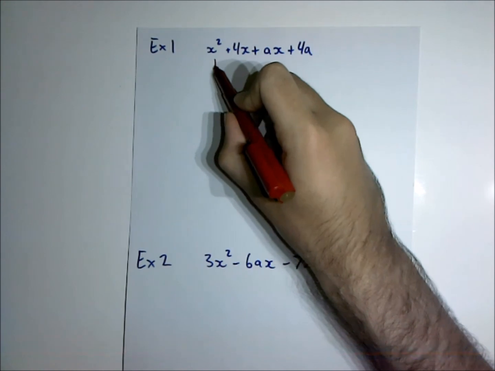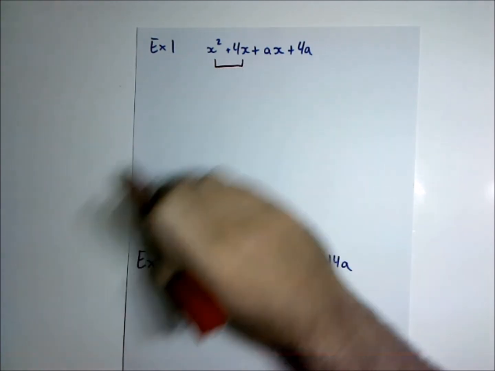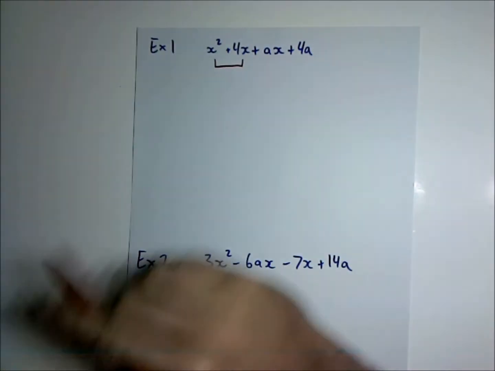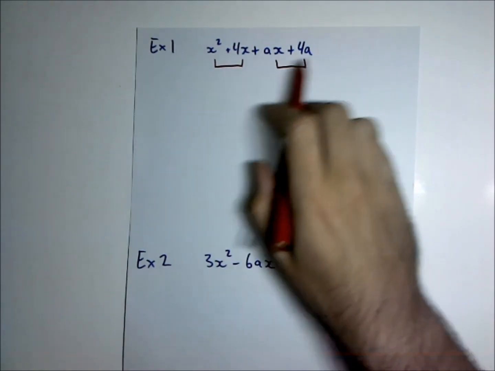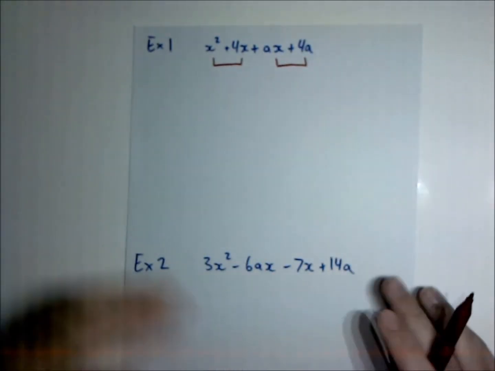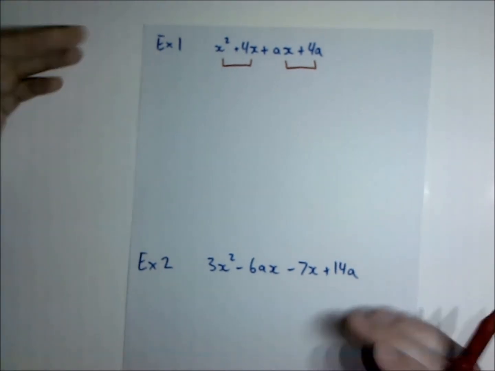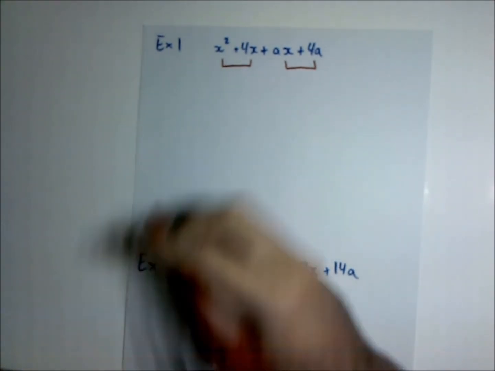So for this particular one, I'm going to group both of these because they both have an x that can be factorized, and I'm going to group both of these because they both have an a that can be factorized. And really we just treat them as two separate factorization questions.